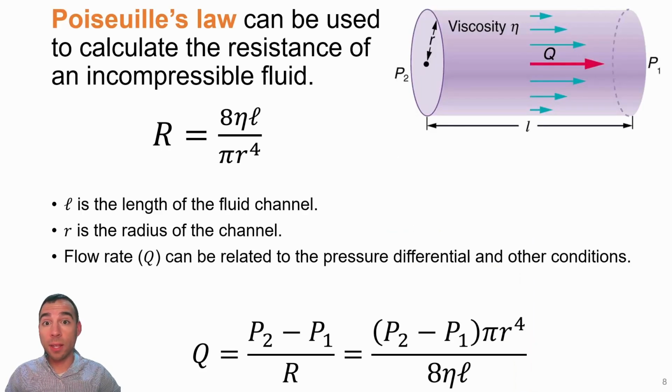We can calculate the resistance in a fluid system by using Poiseuille's law. And we can use this equation here to calculate the total resistance for some system that has a length L and a radius R. Plugging this resistance formula into the one from the last slide gives you an equation that can be used to calculate the flow rate based on characteristics of your system and a pressure difference that is applied.